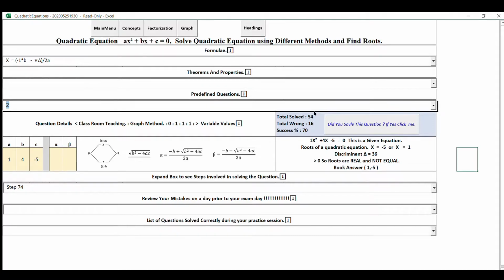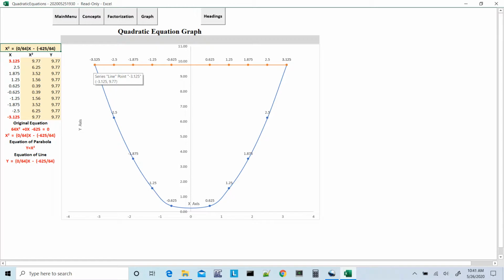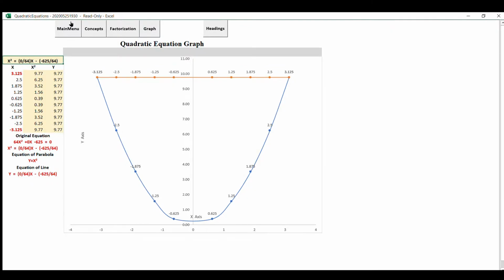Now let's take a look at another graph. Alright, let's look at this graph. Same way, the equation is transformed into y is equal to x square and y is equal to 0x minus -625 by 64. You draw the graph and find the intersection. You get the intersection, which is -3.125 and 3.125. So this is what the graphical method is, and this is the way you solve sums using the graphical method.